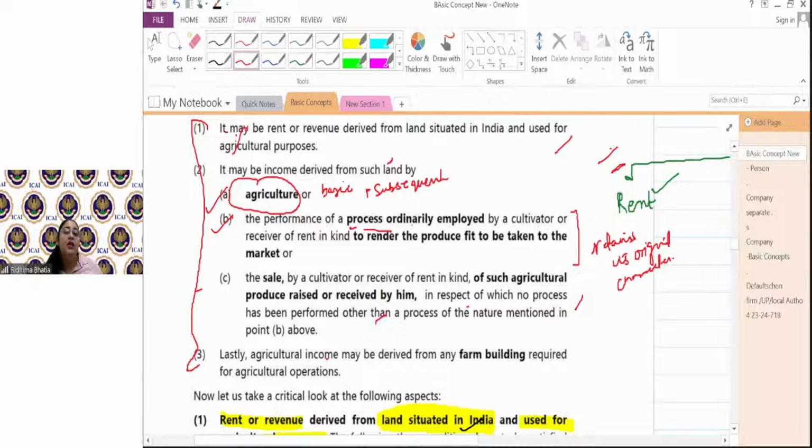If you're making any commercial process or any manufacturing process, then the income from that part of it would not be considered agricultural income.